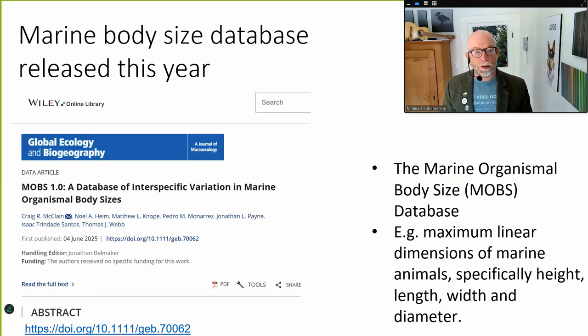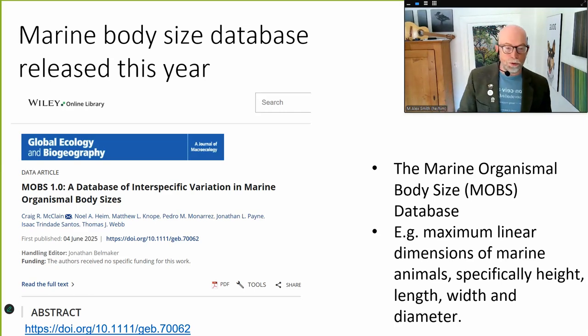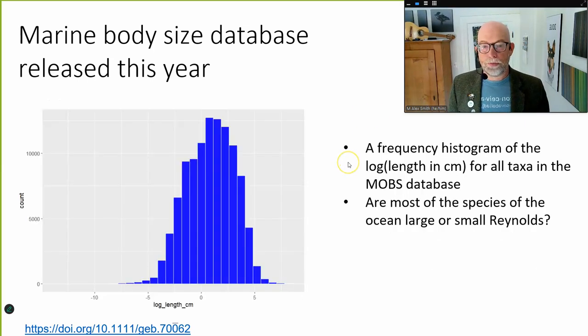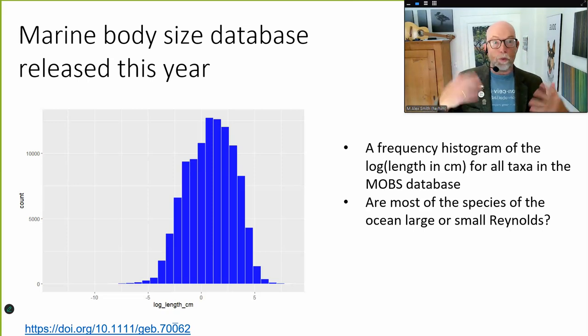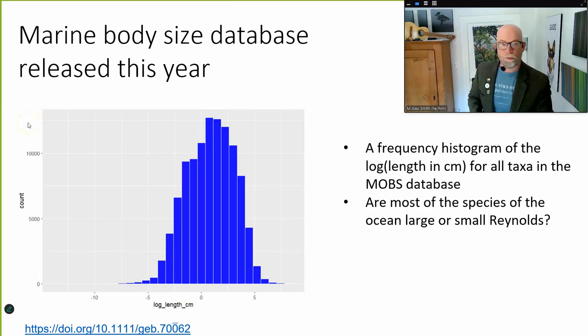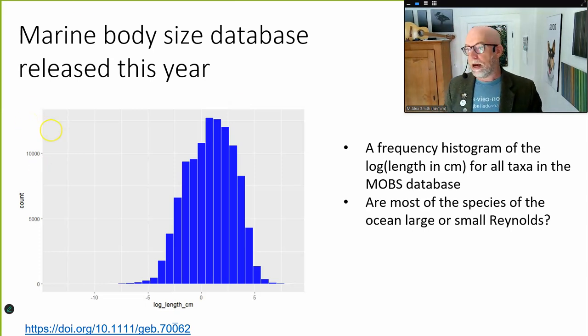This is the Marine Organismal Body Size Database, or MOBS. They include the maximum linear dimensions of marine animals: height, length, width, and diameter. And so the world now has this database, which is going to be added to through time, for all of these species. And you can see the estimate of studies included in this database by looking at the count size in all of these different categories. There are thousands and thousands of studies in this database, thousands and thousands of estimates.